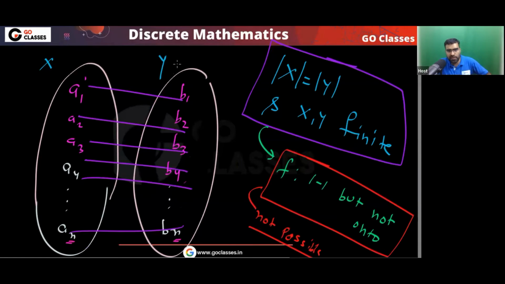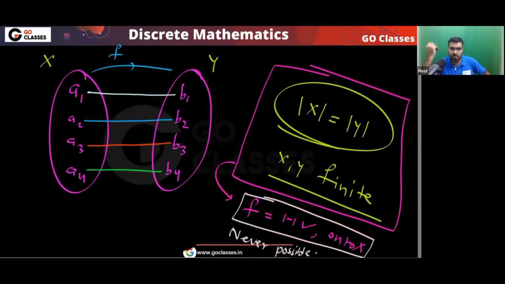Now, if you don't have extra people in this set Y, then what will happen? If you don't have more people, because they have the same cardinality X and Y. So if you don't have extra people in Y, then it means Y has been covered. Can I say Y has been covered? Entire Y has been covered. So it means your function has become onto. So simple point. Is this clear to everyone? Let me know.